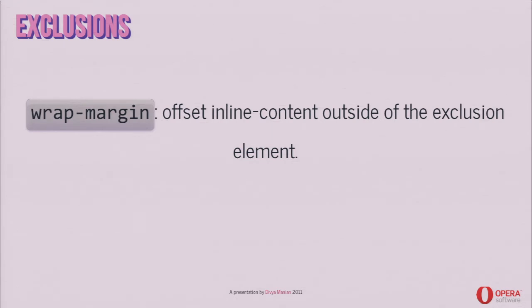Now, while you're doing that, there are also ways to set the space between the inline text outside of the exclusion element and the boundary of the exclusion element. That is set using wrap-margin, which you use to offset the inline content outside of the exclusion element. And there's also wrap-padding, because you can also offset the inline content inside the exclusion element from its boundary, and you do that using the wrap-padding property.